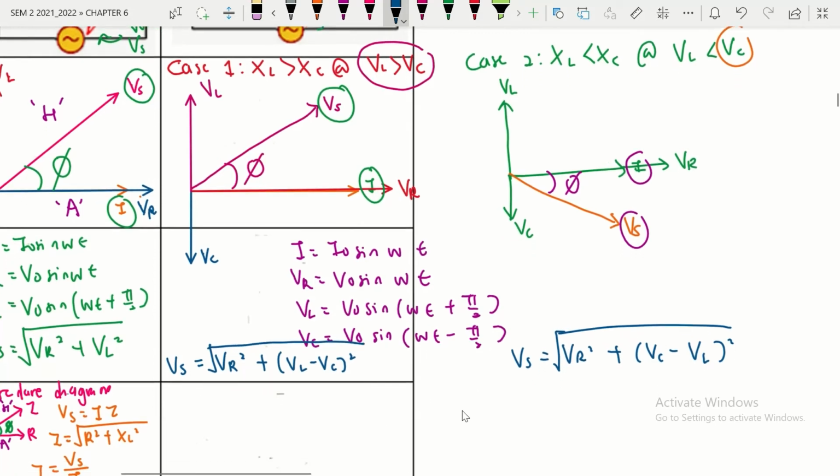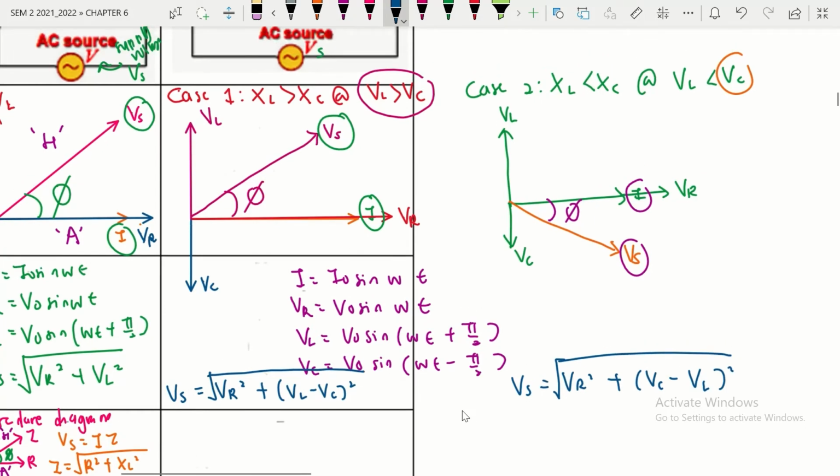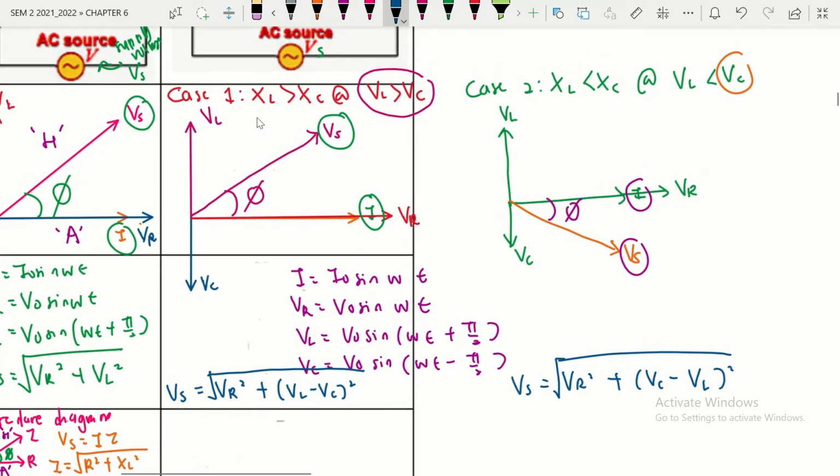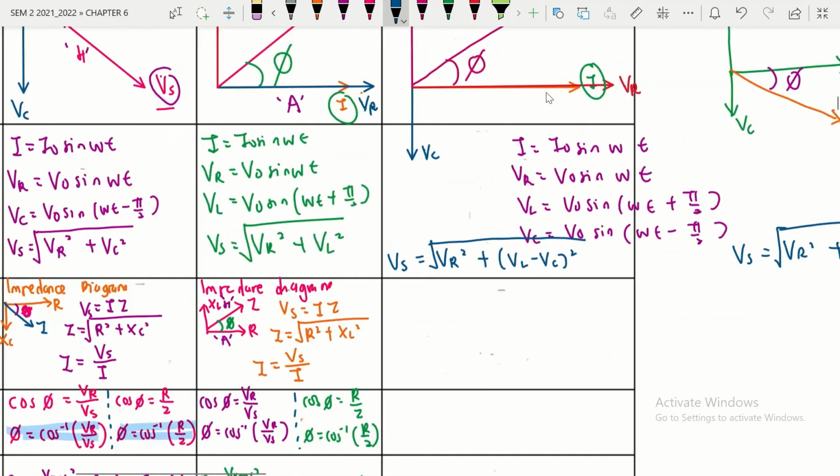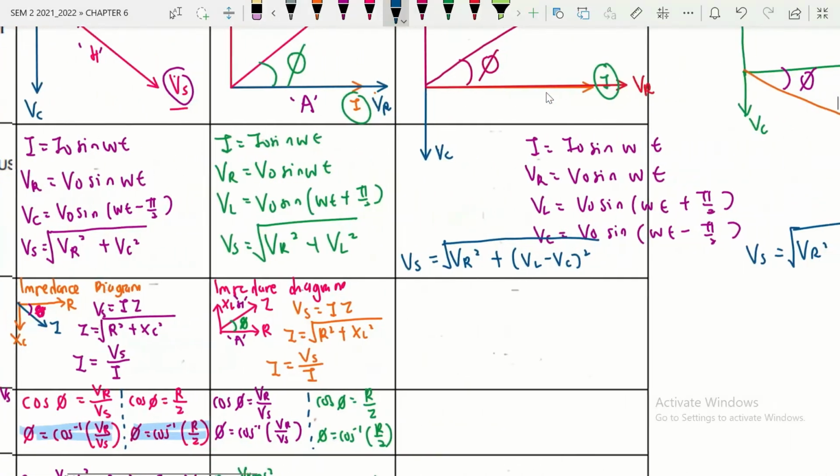Okay, so you kena tengoklah which case it is. So you kena baca dulu soalan betul-betul. Tengok dia cakap yang mana lebih besar. So dia adalah you tengok dia punya case. Alright, so you have to see the case. Okay, now we are going to look at the equation of resistance.